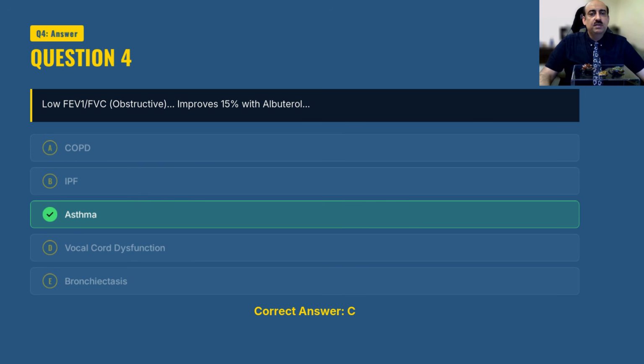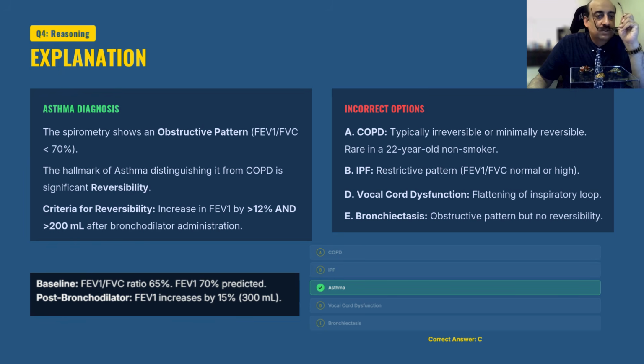So a patient with a low FEV1/FVC ratio suggests an obstructive etiology, and post-bronchodilator improvement by 15% is suggestive of asthma as the correct diagnosis. Okay, so this is quite an interesting question. It seems quite simple that asthma is the likely diagnosis, but let's break it down.